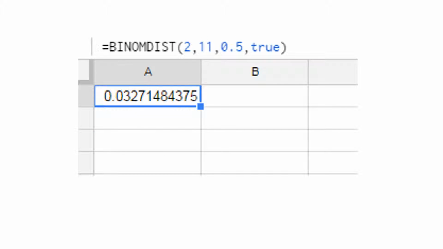Using Google Sheets, type equals binomial. Enter the number of successes, 2. Enter the number of trials, 11. Enter the probability of a success, 0.5, comma. This time you type the word true because it is a cumulative amount. Press enter, and you also get the answer, 0.0327.